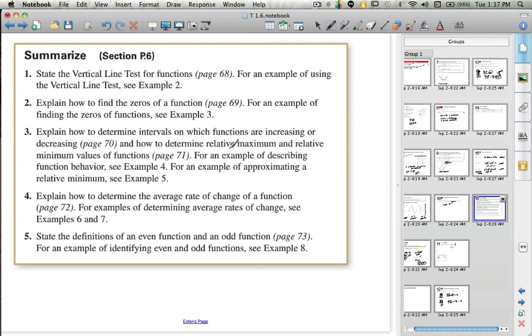Okay, so what we've done is we've gone through the vertical line test. We've looked at finding the zeros of a function. We've looked at different intervals to determine them being increasing or decreasing. We've looked at how to find average rate of change in a function for an interval. And we've stated the definitions of even and odd functions.